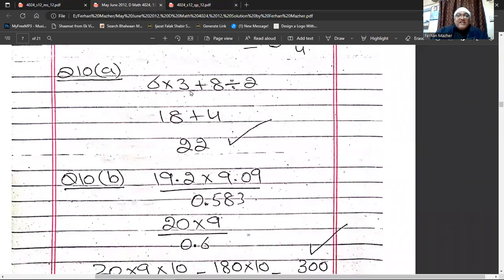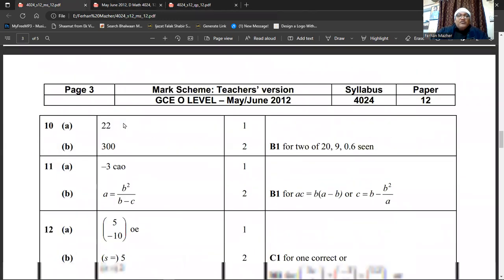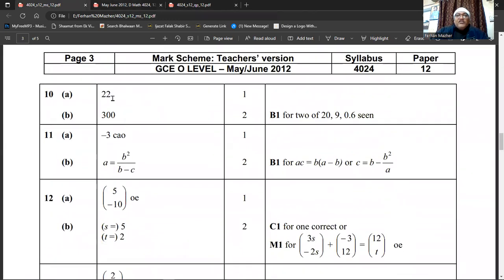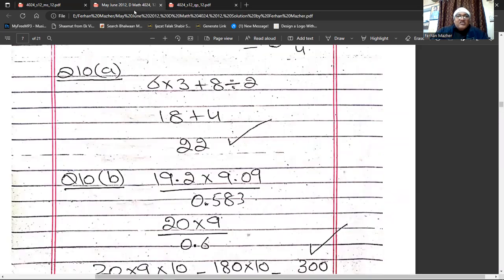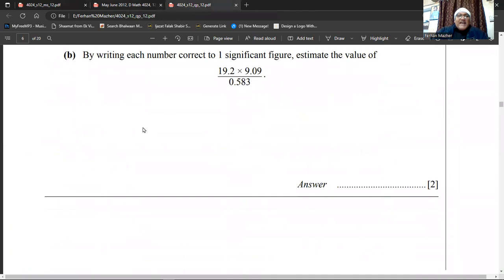So 6 3s are 18, the plus, and 8 divided by 2, that's 4. 18 plus 4, that will be 22. 22 is the right answer, sir. The solution is showing up on your screen. Question number 10, it's B part.